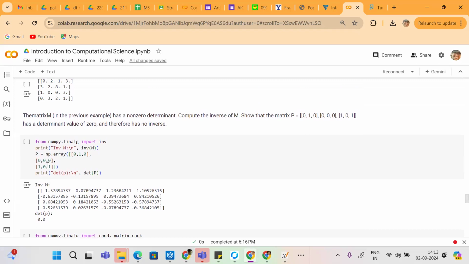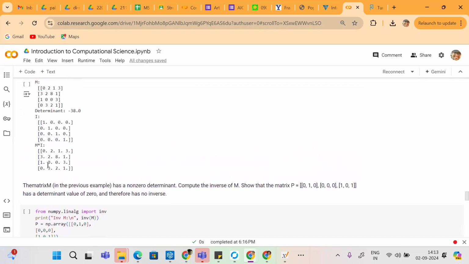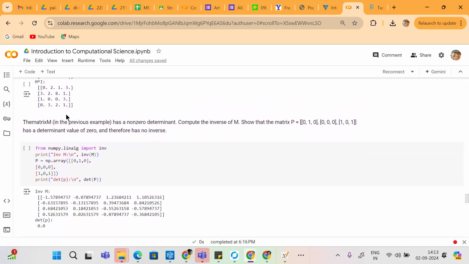So what we just encountered in the previous example is the matrix M, which is defined as this quantity over here, 4 cross 4, has a determinant of minus 38. It has a determinant of minus 38, so it is not equal to 0. That means it is invertible.